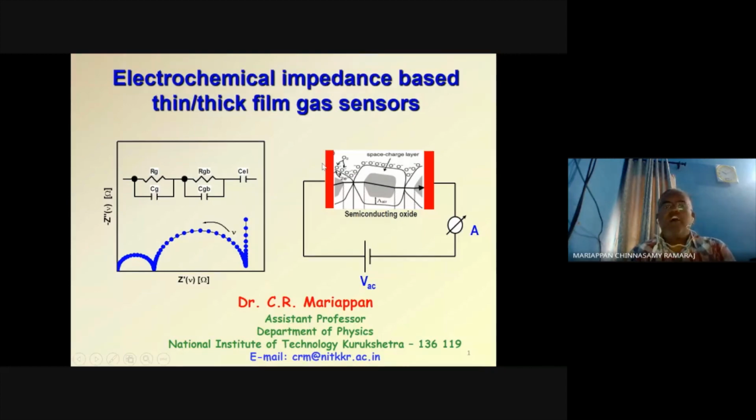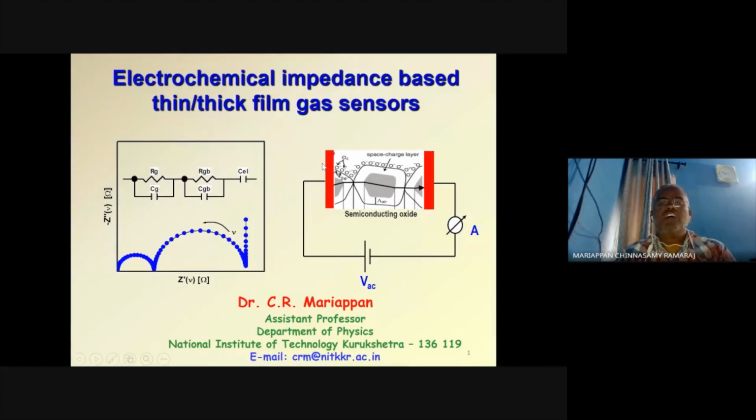In this, the outline of the talk: a little bit about the introduction, this electrochemical impedance and then sensor. So basics about electrochemical impedance and sensor, first I will discuss, and then the experimental section and results. Some of the results we have obtained on this sensor based on the electrochemical impedance. Since this work is more related to the electrochemical impedance, I will discuss the basics.